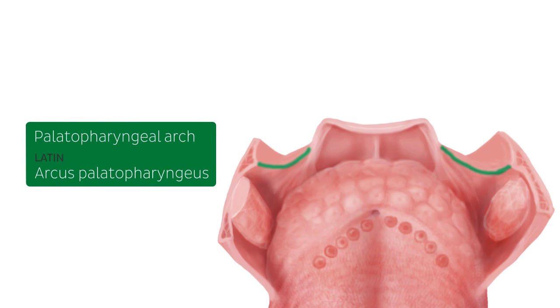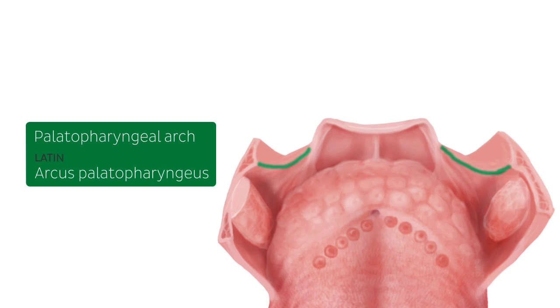Next on our list, we're going to be highlighting these arches here, which are known as the palatopharyngeal arches. Now, the palatopharyngeal arches are found on either side of the oral cavity near the root of the tongue at the opening of the oral cavity to the pharynx. So a bit of location here, you can see here, this is the oral cavity. Just behind, you're going to be finding the next structure, which is the pharynx.